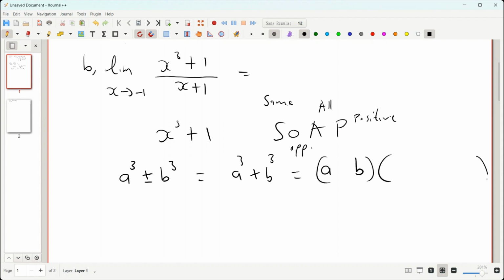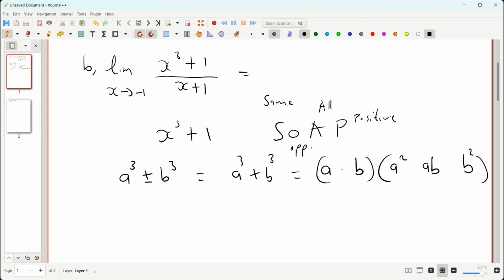For the other bracket, in order for you to get A cubed, you need to have A squared, and in order to have B cubed, you need to have B squared. The middle part doesn't change. It's always A times B. So how do I apply the SOAP method here?